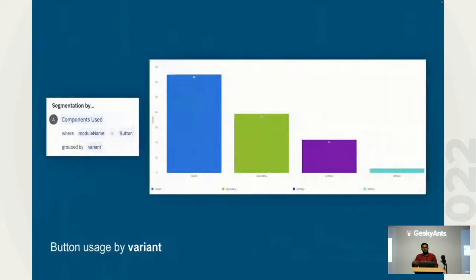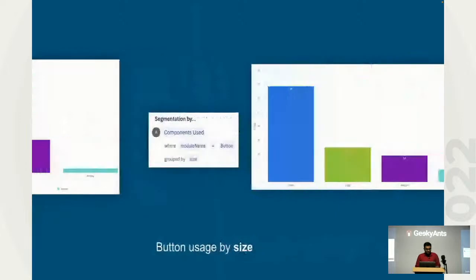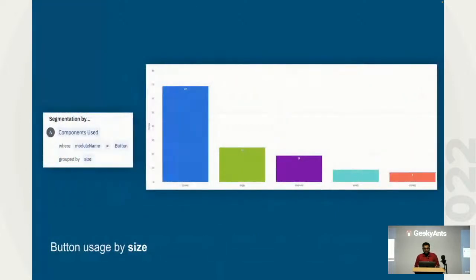So we started diving further into our components. So here you can see a button and its usage grouped by variant. So we know how many people are using the default button, none is default, secondary, primary, tertiary. We could do that with the size of the button. We knew how many people were using large, medium, small, and extra small. And this is just an example. We could dive deep into every single component that is being used by our projects, and understand every single prop that they're using, how they're using, where they're using it.